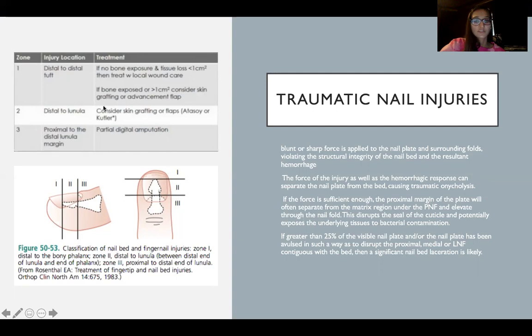This classification is used to describe the traumatic nail injury and treatment based on the zone injured. Zone 1 is distal to the distal tuft, and an injury here can be treated with local wound care if there's no bone exposed, or a skin graft or flap if bone is exposed. Zone 2 is distal to the lunula and is treated with a graft or a flap. Zone 3 is proximal to the distal lunula margin and usually requires a partial digital amputation.